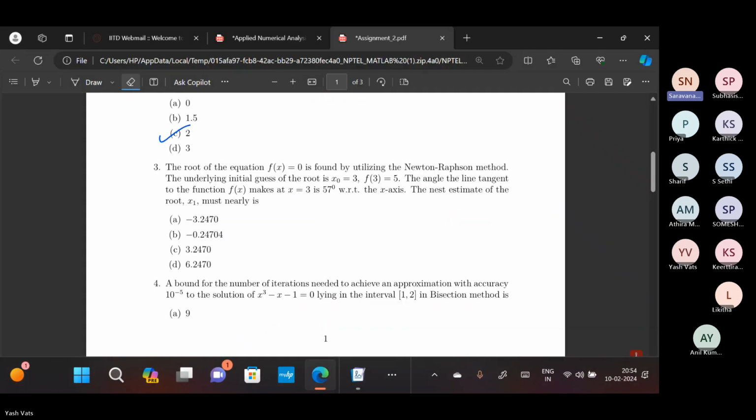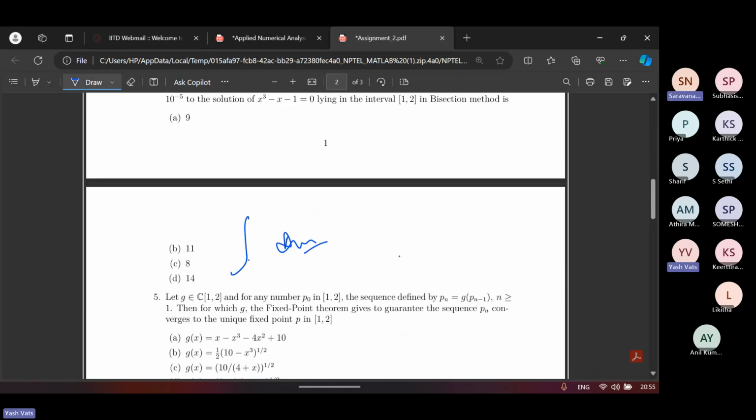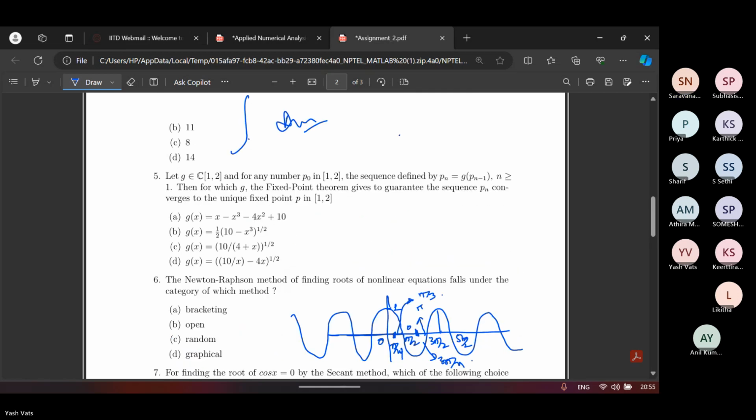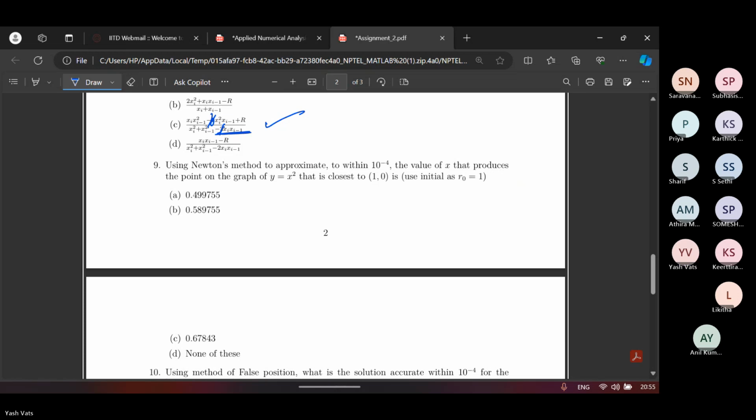Cross check. Okay, so B should be right. You can check it, but the concept should be clear first. Okay, so we are at the ninth question now. Using Newton's method to approximate within 10 to the power minus 4 the value of x that produces a point on the graph that is closest to (1, 0).